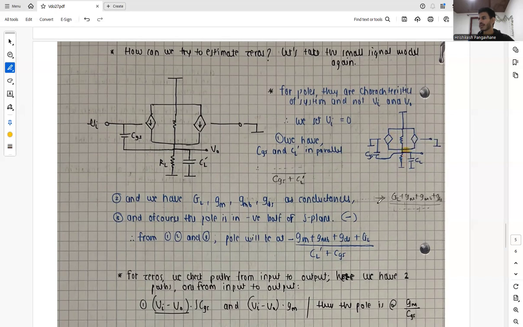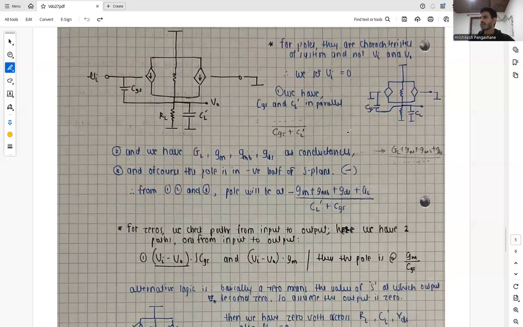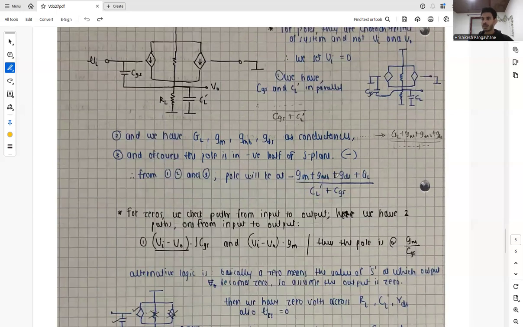This is the contribution from the conductances. And of course, the pole is in the negative half of the S plane. So from these three intuitions, the pole will lie at minus of this value of conductance divided by this value of capacitance. This is how we can intuitively derive the pole.